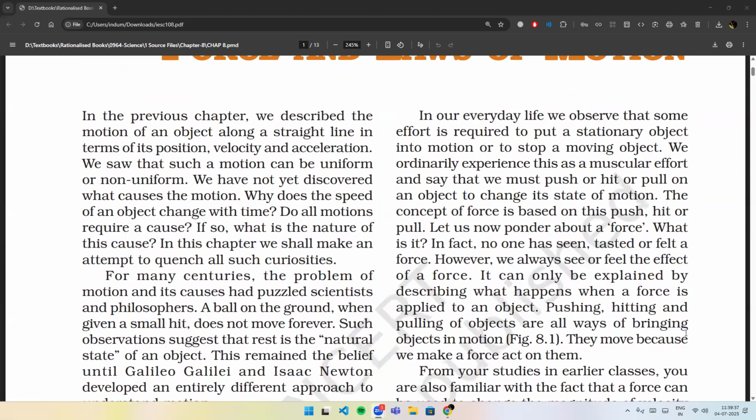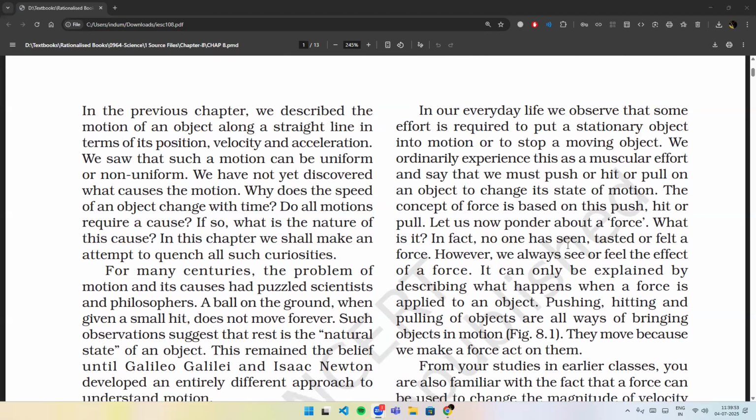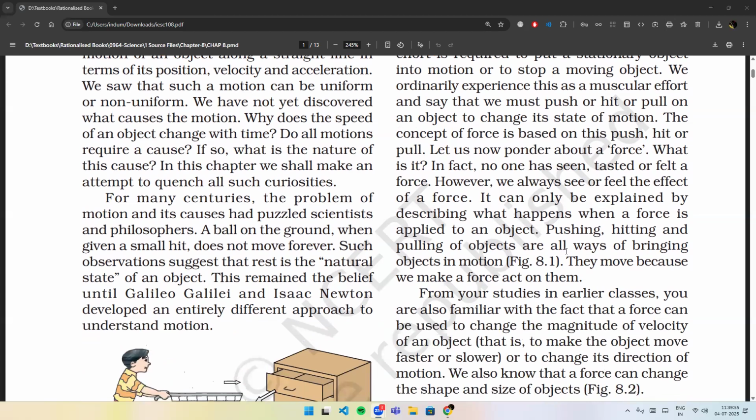In our everyday life, we observe that some effort is required to put a stationary object into motion or to stop a moving object. We ordinarily experience this as a muscular effort and say that we must push or hit or pull on an object to change its state of motion. The concept of force is based on this push, hit, or pull.